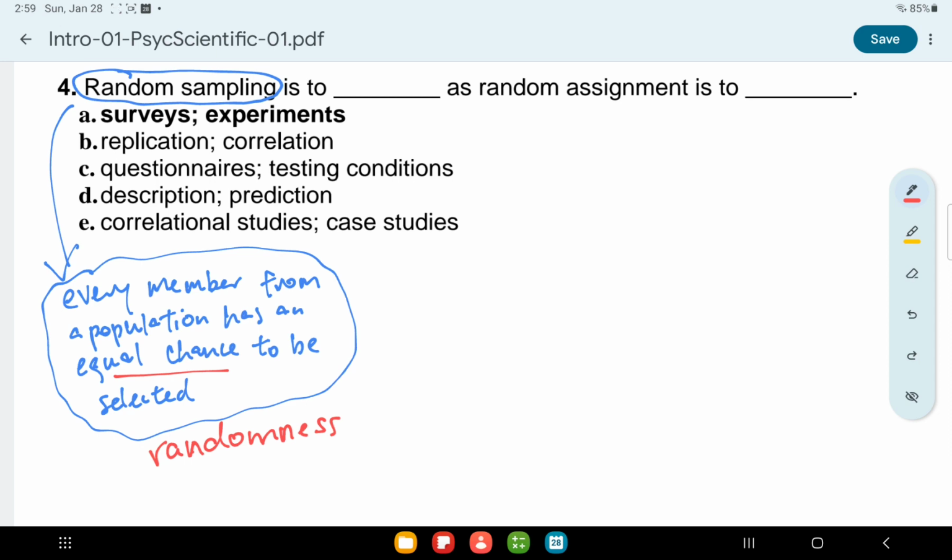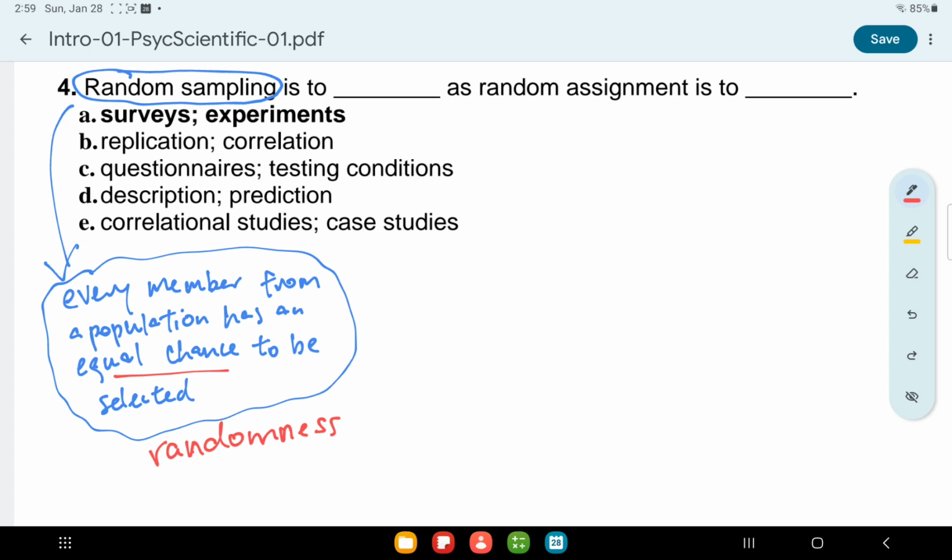In correlational studies versus case study, random sampling is to correlational studies, well, which actually is possible, as random assignment is to case studies. Again, the connection is just not clear.